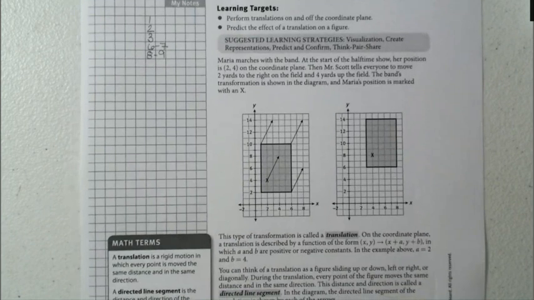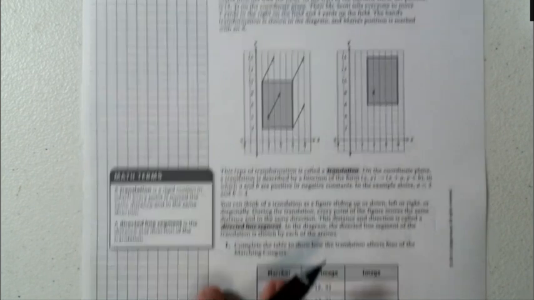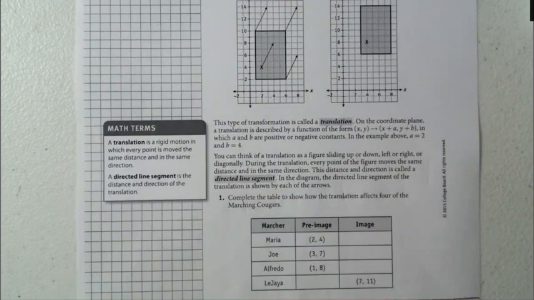Maria marches with the band. At the start of the halftime show, her position is (2, 4) on the coordinate plane. Then Mr. Scott tells everyone to move 2 yards to the right on the field and 4 yards up the field. The band's transformation is shown by the diagram. Maria's position is marked with an X. It says this type of transformation is called a translation.